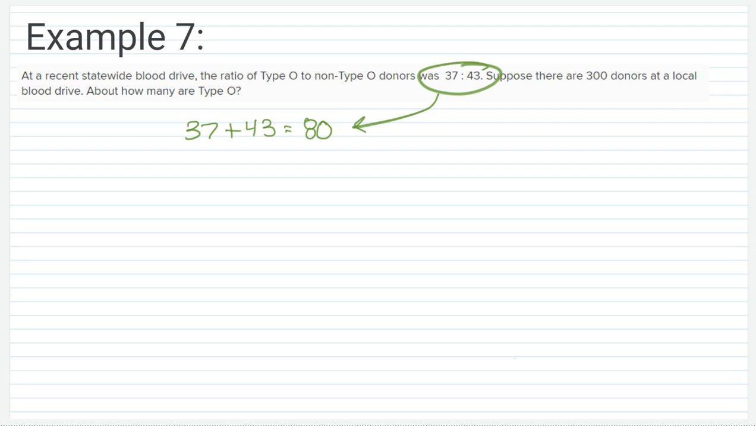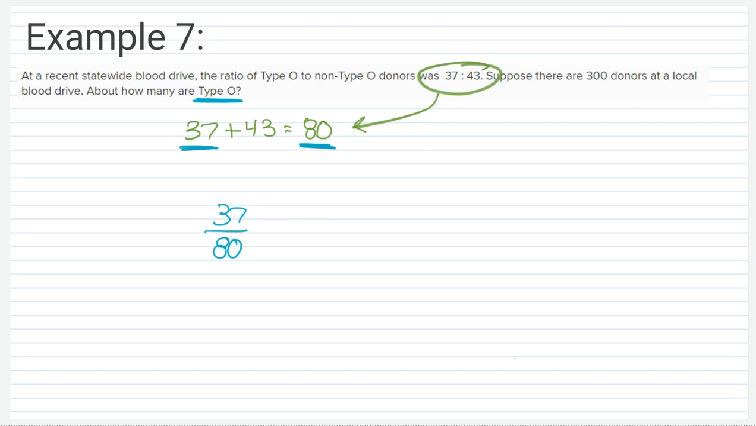So when I set up my proportion, we're going to be looking at, in this problem, specifically type O. So I'm going to be using this value and then this value that I've underlined to set up my proportion. So 37 out of 80, which again, we got the 80 by adding the two types of donors together from the initial ratio.